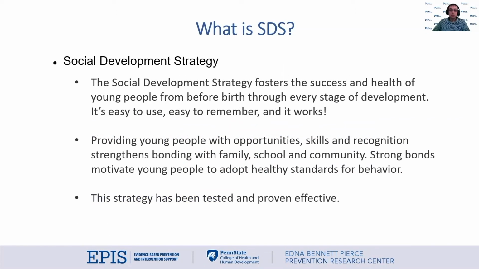Social Development Strategy and the possibility to bring resources for the Social Development Strategy to your community. The Social Development Strategy starts by providing young people with opportunities and then teaching them the skills necessary to be successful in those opportunities. Providing recognition leads to strengthened bonds with family, school, and their community. Strong bonds motivate young people to adopt healthy standards for behavior. This strategy has been tested and proven effective.